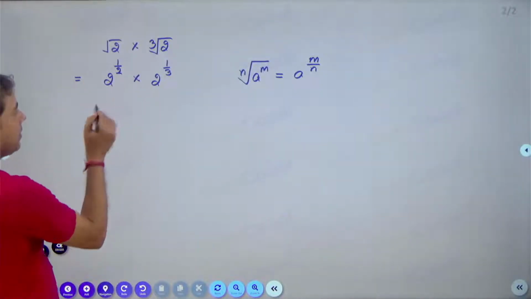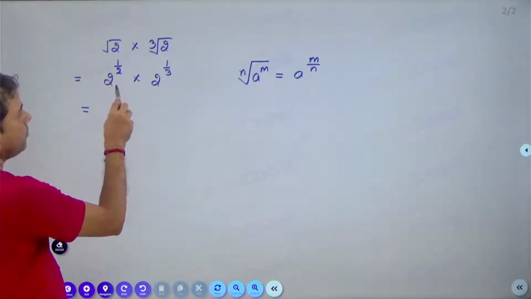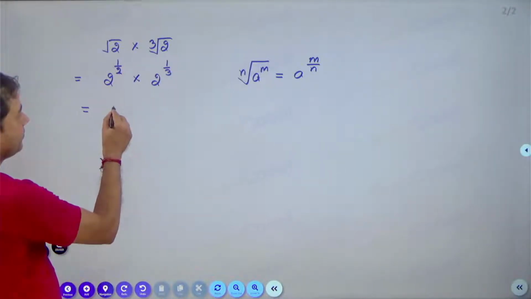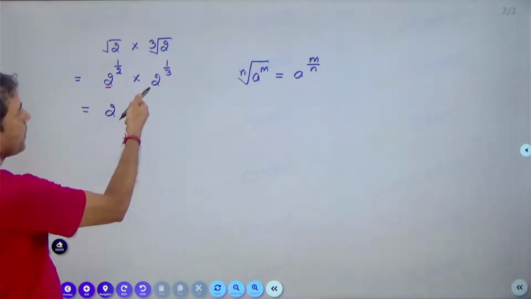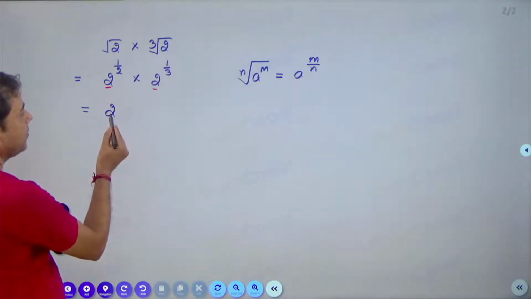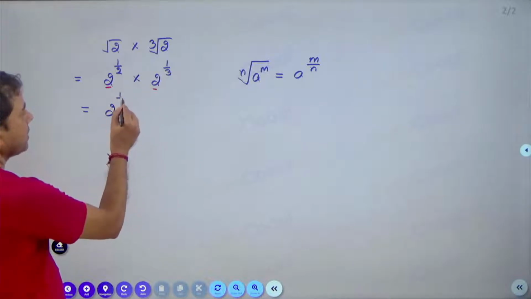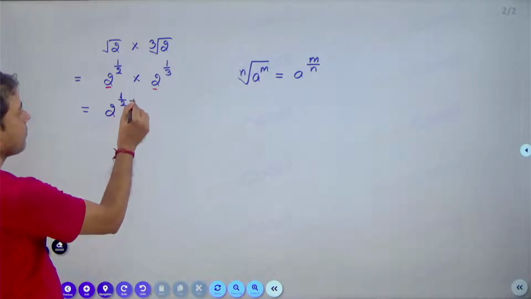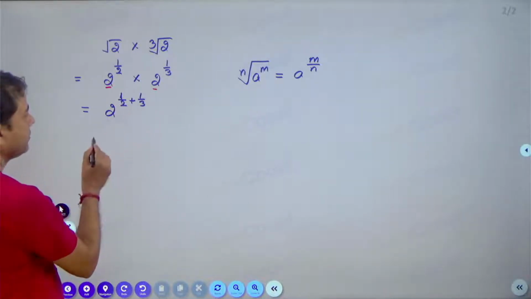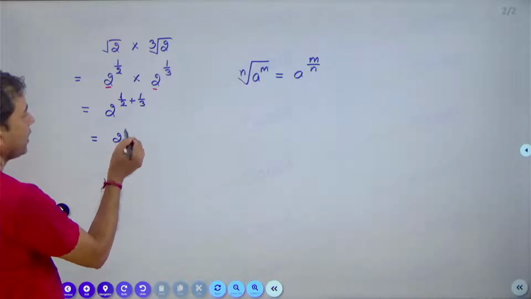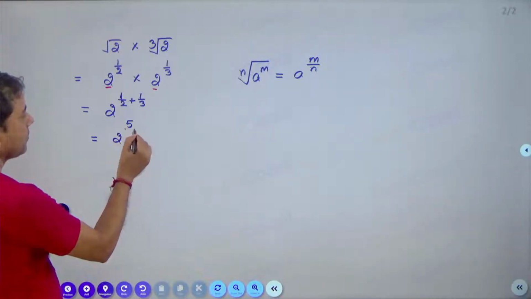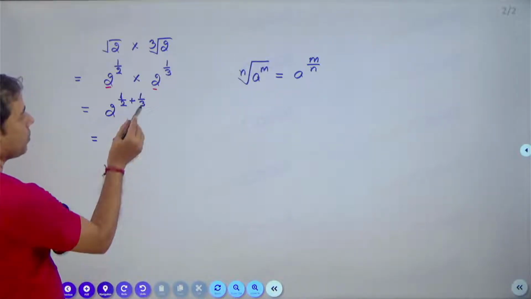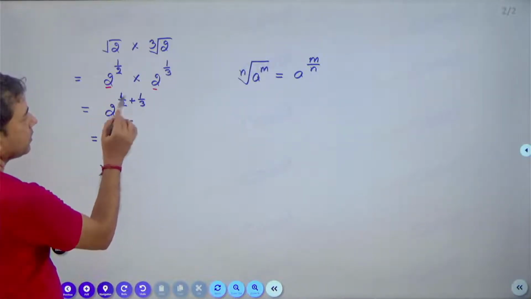Now there is a multiply sign between them. We see their bases are the same, so we can add their powers, right? Bases are the same and there is a multiply sign between them, so write the base only once and add their powers, the exponents. What is this? 2 raised to the power 5 by 6. 5 by 3 2 ja 6 in the denominator. Now cross multiply: 3 1 ja 3, 2 1 ja 2, 3 plus 2 is 5.